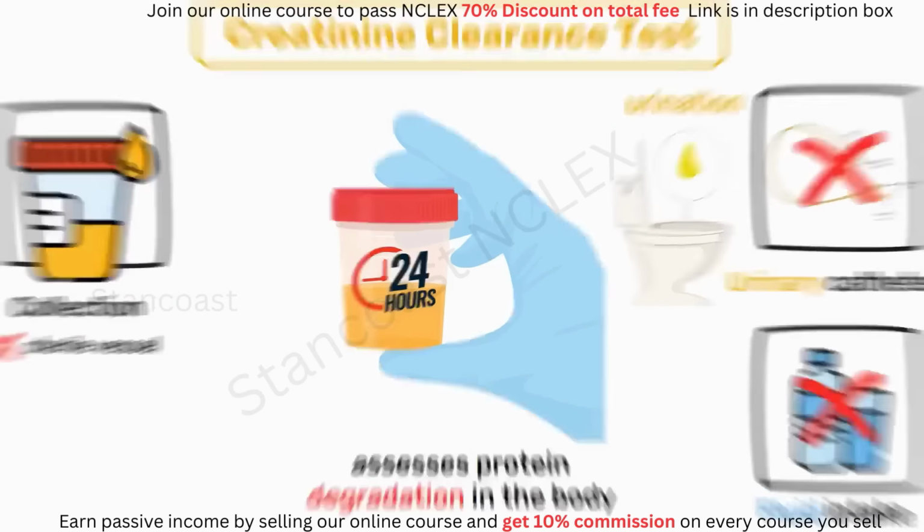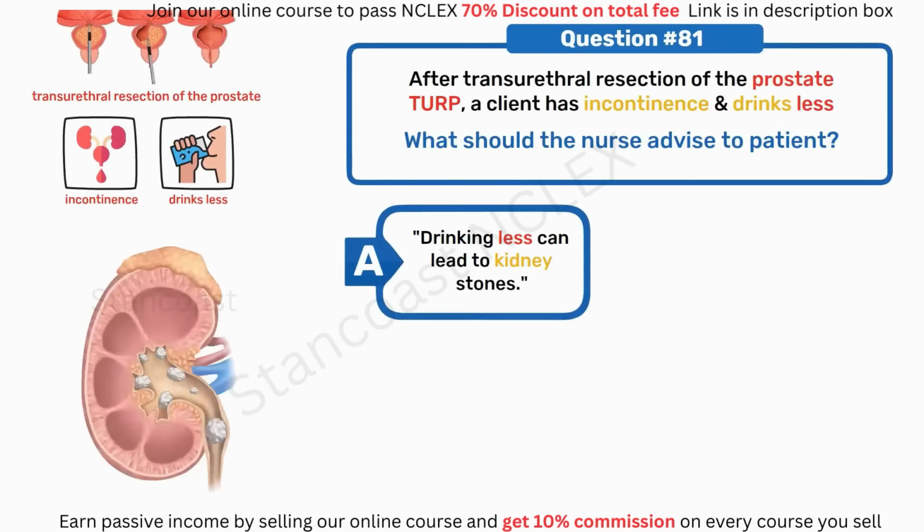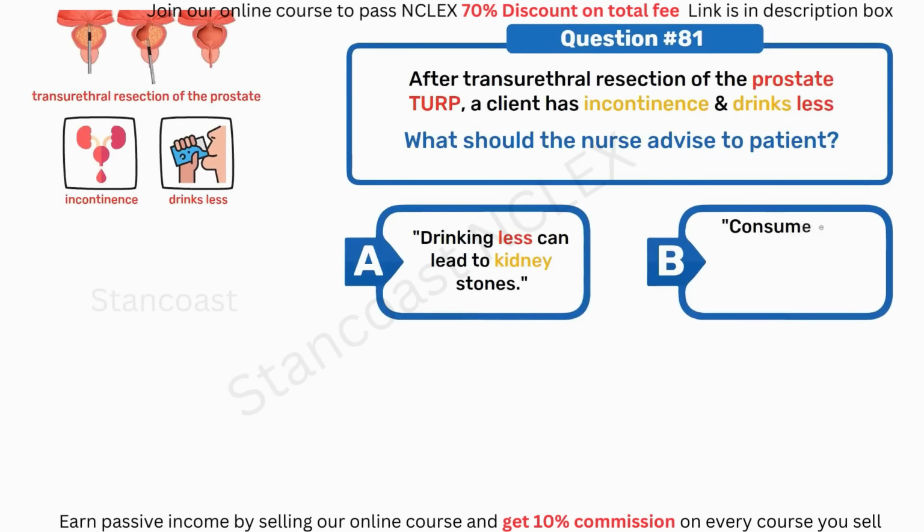After transurethral resection of the prostate, or TURP, a client has incontinence and drinks less. What should the nurse advise the patient? A. Drinking less can lead to kidney stones. B. Consume 8 glasses daily and urinate every couple of hours. C. Should the incontinence persist, we may need to use the catheter again. D. Reducing your fluid intake might lessen the incontinence.